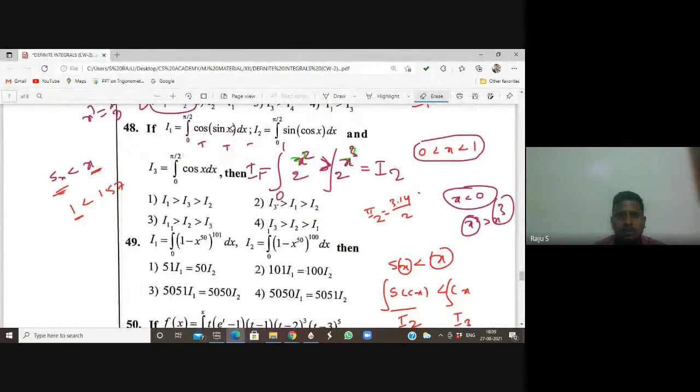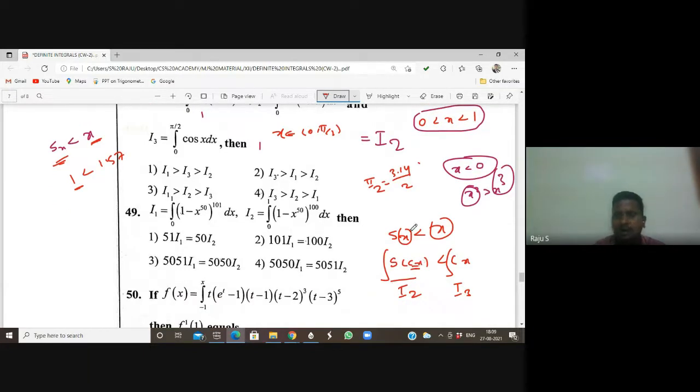Once again, the limits given are 0 to pi by 2. In that interval, x values go from 0 to pi by 2, and pi by 2 is 1.57. Sin x is lesser than x, so I'm replacing x by cos x. Cos x values also lie between 0 and 1. So sin of cos x is lesser than cos x. When I apply this to I3 and I2, I2 is lesser than I3, nothing but I3 is greater than I2. But two options are there here with I3 greater than I2.